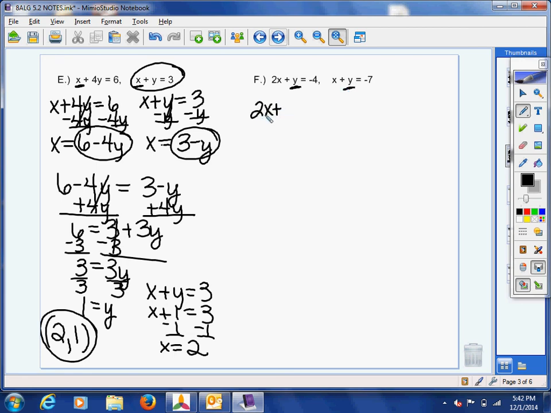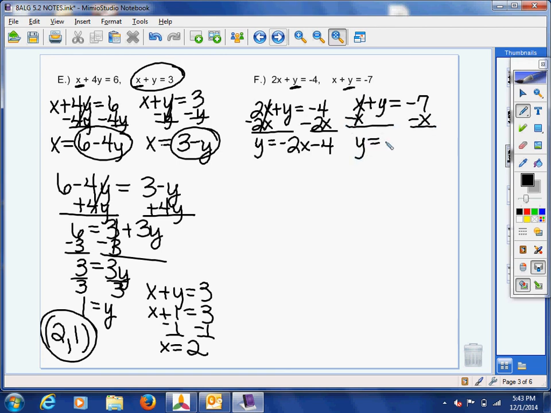Okay? So we got 2x plus y equals negative 4, and I am going to take away 2x from each side. So now I got y equals negative 2x minus 4. Let's do the same thing here. We're going to take x away from each side. And I got y equals negative x minus 7. Now both of these quantities that I have circled, they both equal y. So that means they have to equal each other. So negative 2x minus 4 must equal negative x minus 7.